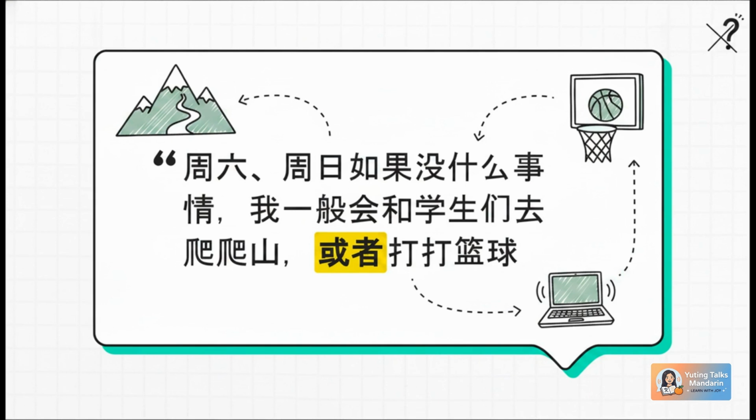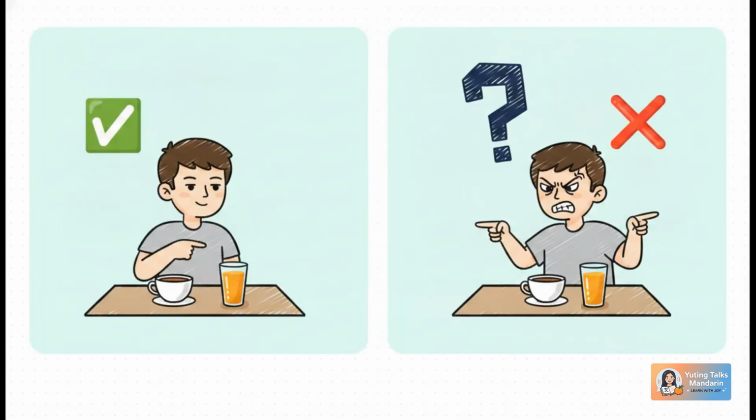Let's look at another real-life example, this time about dining out. Imagine you're at a restaurant and you want to state your personal habit to your friends. You say, "When eating out, I generally only drink tea or juice." Because you're stating a fact about yourself, you absolutely have to use huòzhě. If you used háishì here, it would sound completely bizarre. Seriously, it would sound like you were angrily interrogating yourself in the middle of a restaurant. So again, stating a personal habit, that requires huòzhě.